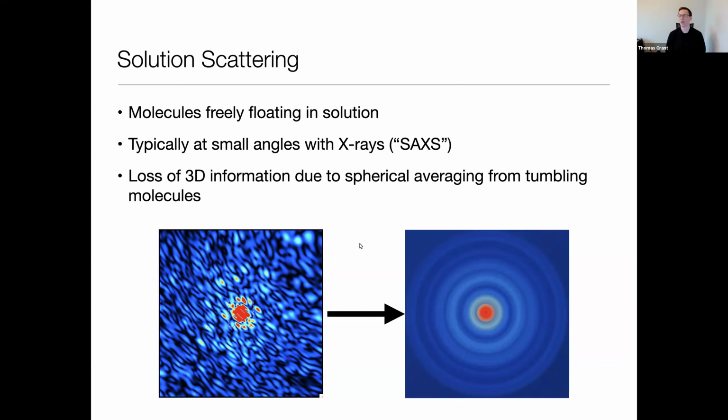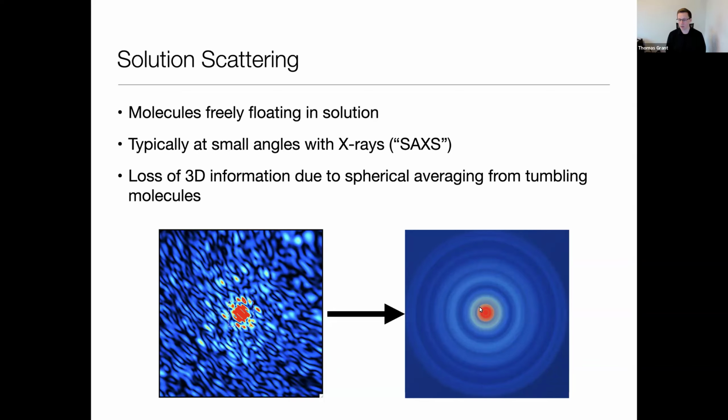And so solution scattering allows us to probe low resolution information about the overall size and shape of the particle in solution and at room temperature. And that's its major advantage. It's a very complementary technique to these other techniques.